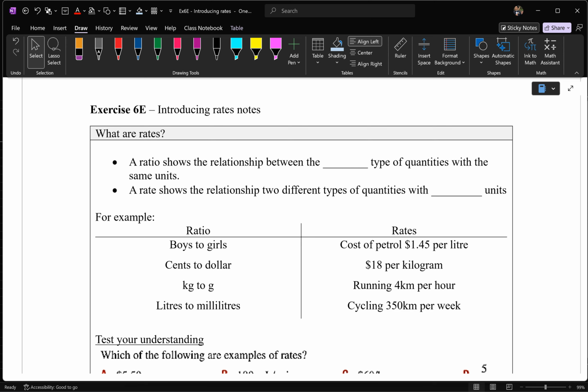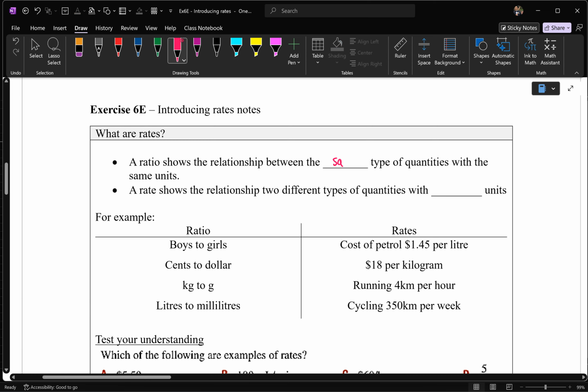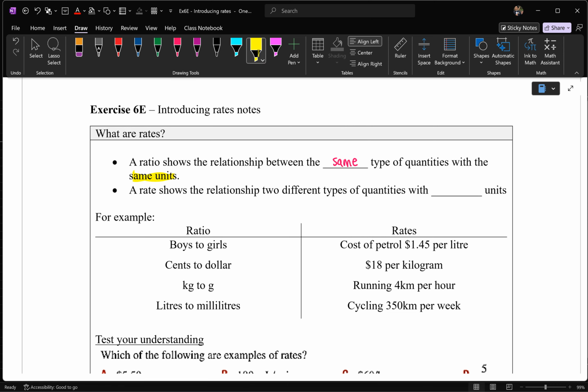A ratio shows the relationship between the same type of quantities with the same units. Okay, so often if you realize with the ratio so far, if you're working in dollars, then they all should be in dollars. If you're working in grams, so for example, if I said 3 minutes to 1 hour, it doesn't make sense to write 3 to 1 because it needs to be the same quantity or the same units, because otherwise people will read this as either 3 hours to 1 hour or 3 minutes to 1 minute.